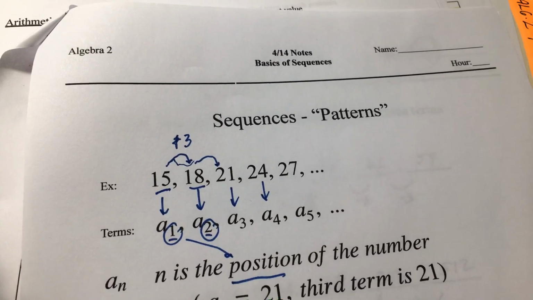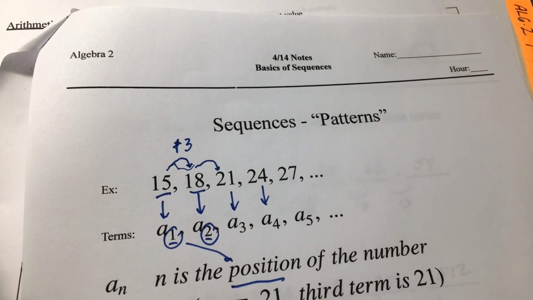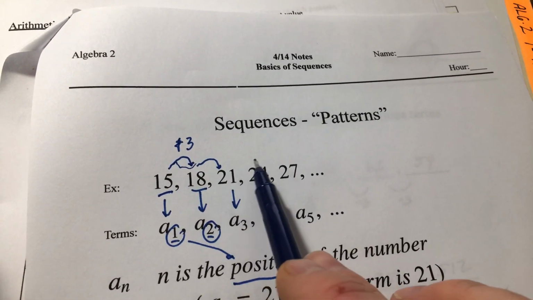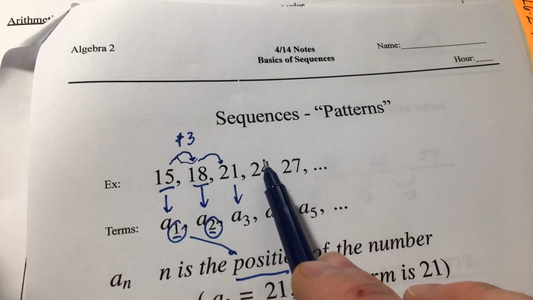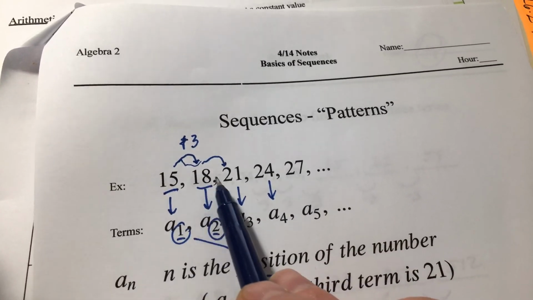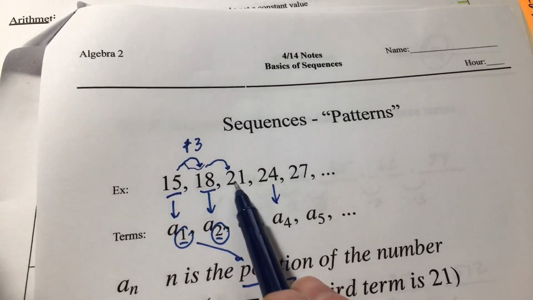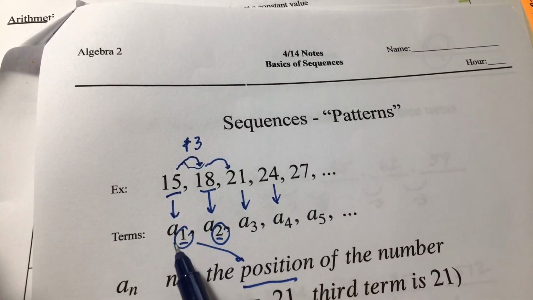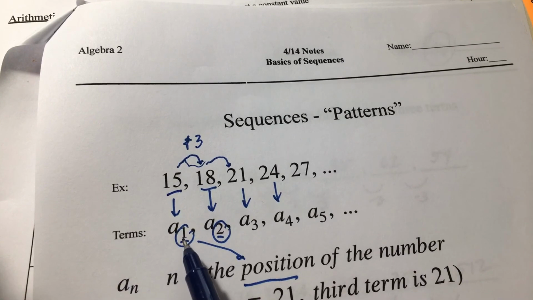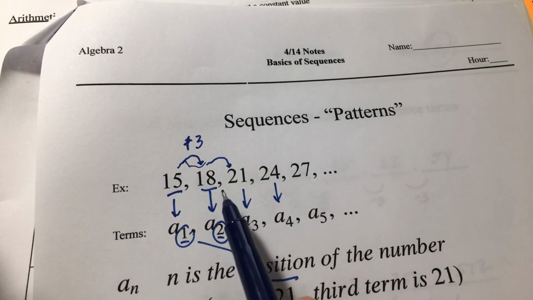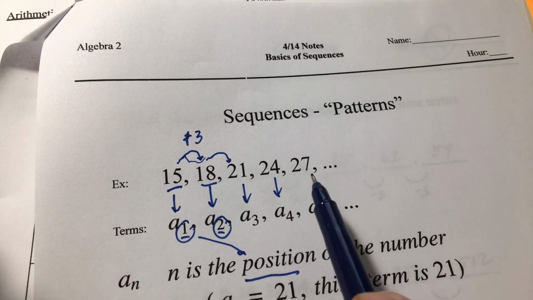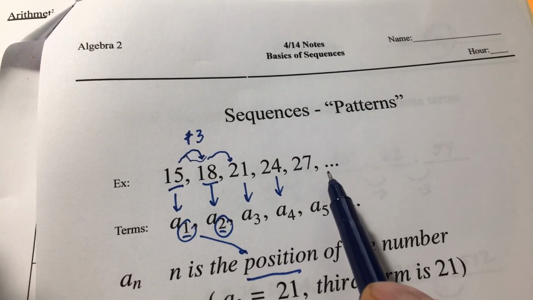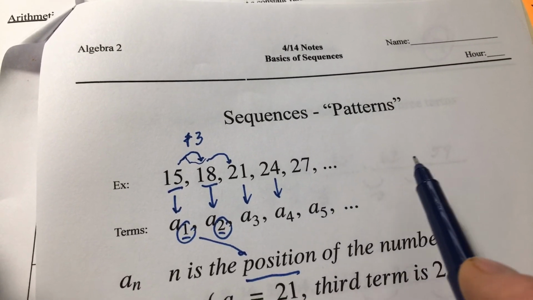I'm trying to write as I look through the camera here, so I'll do my best. There's some kind of an established pattern. That's what you want to recognize. Now these individual pieces, the 15, the 18, they're in order, so we call those terms. First term is 15, second term is 18, third term is 21, fourth is 24, fifth is 27, and so on. The ellipsis means this will continue on.